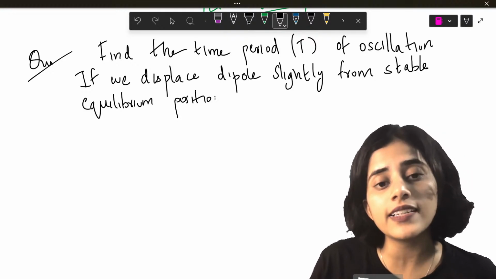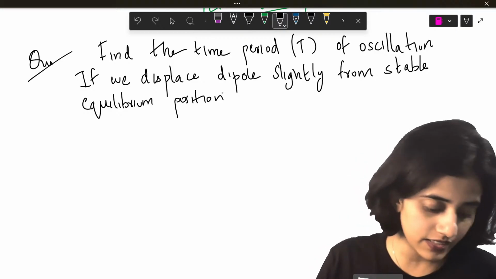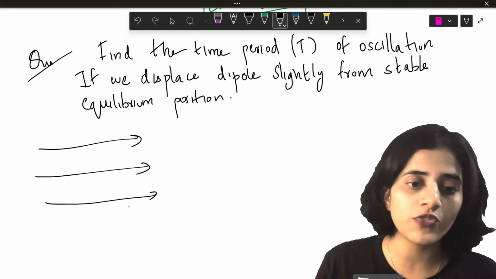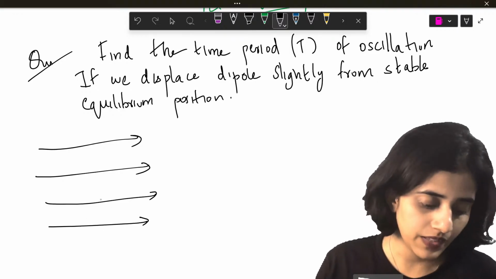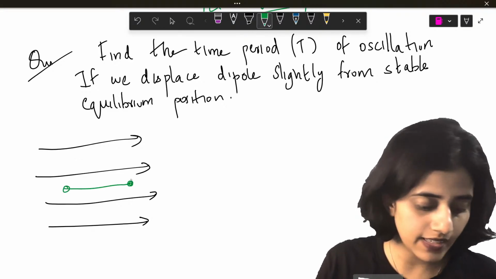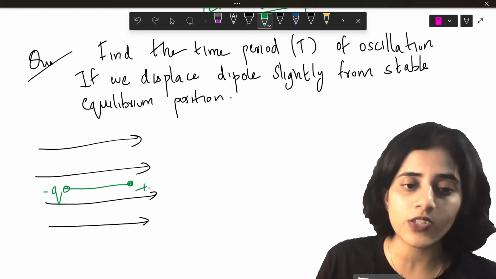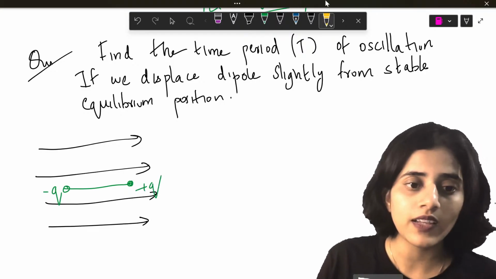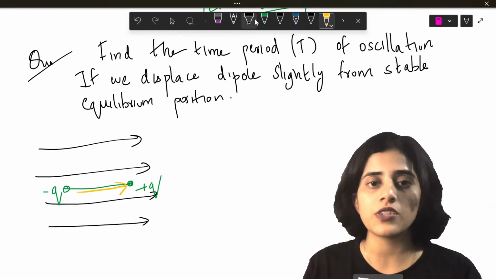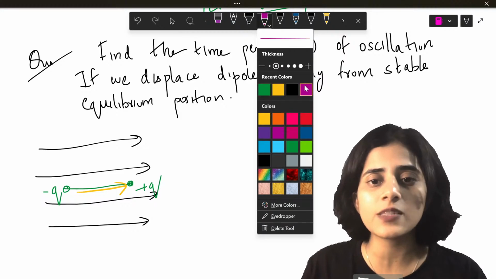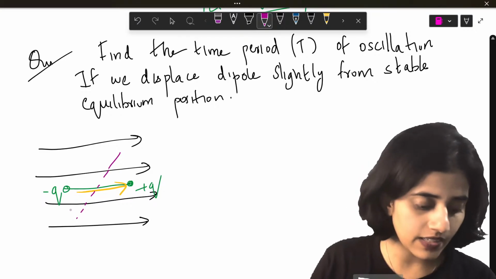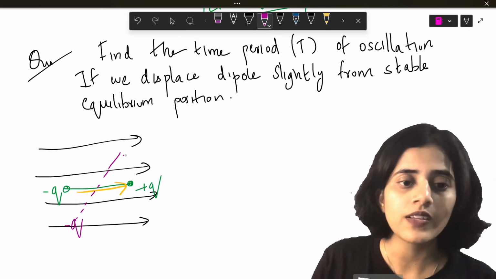It is where the dipole is aligned in the direction of the electric field, that we already learned. Okay. So if this is the electric field, and it is in the stable equilibrium position, it has to be minus q plus q. The dipole should be in the direction of the electric field. So this is the stable position. Now what we are going to do is slightly displace it. Now the dipole is here. So this is minus q, this is plus q.